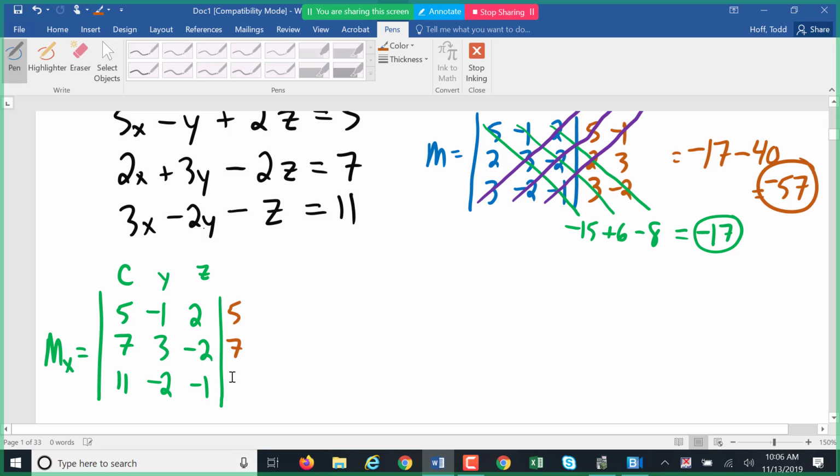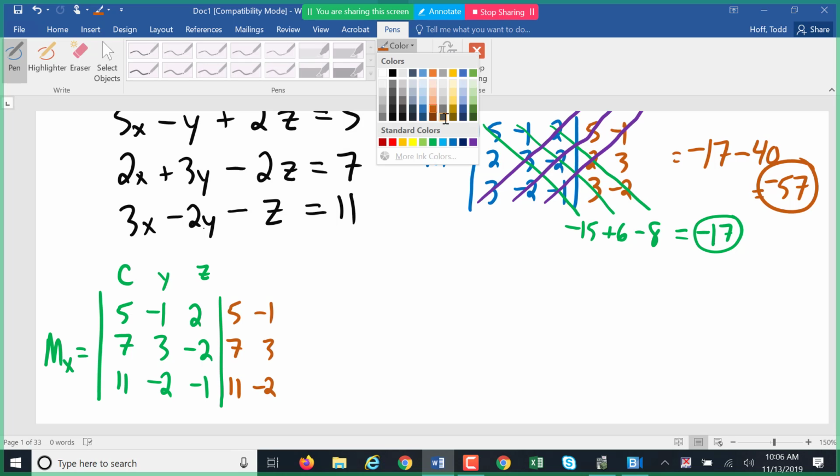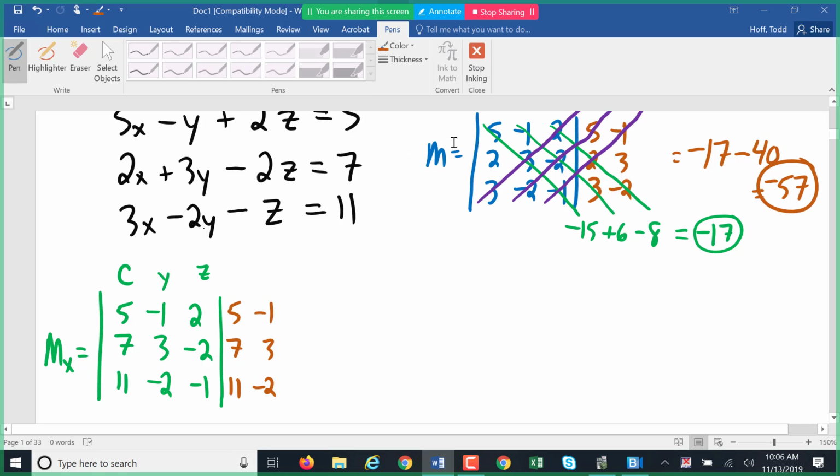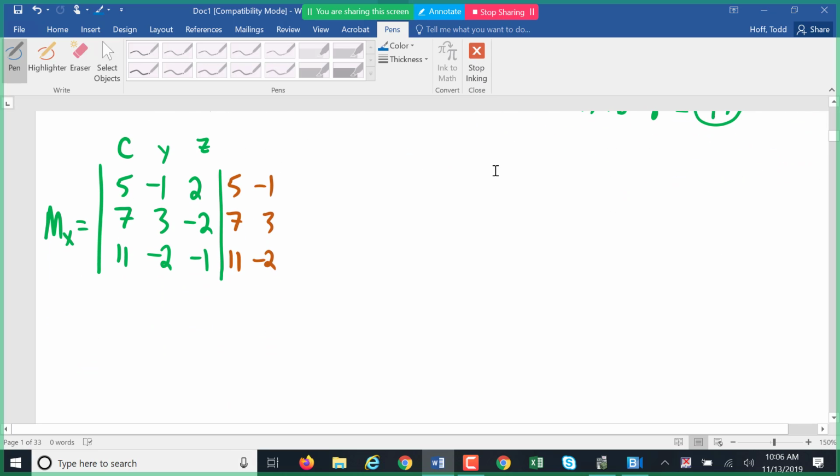So I'm going to repeat those first columns again. The first column, 5, 7, 11. Second column, negative 1, 3, and negative 2. And I have to do my down diagonals. 5 times 3 times negative 1 is a negative 15. Negative 1 times negative 2 times 11 is a positive 22. 2 times 7 times negative 2 is a negative 28. That comes up to a negative 21 for my down diagonal total.